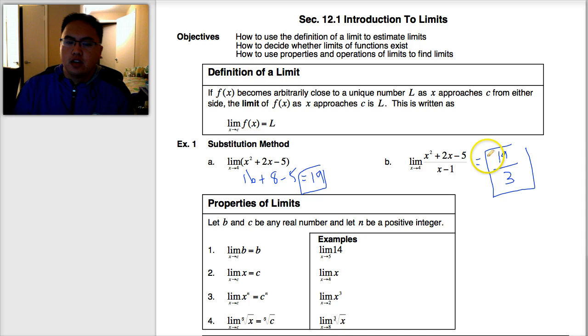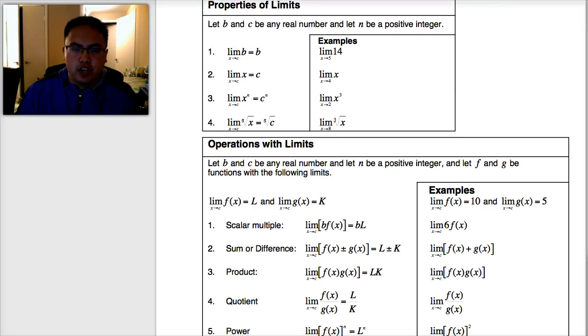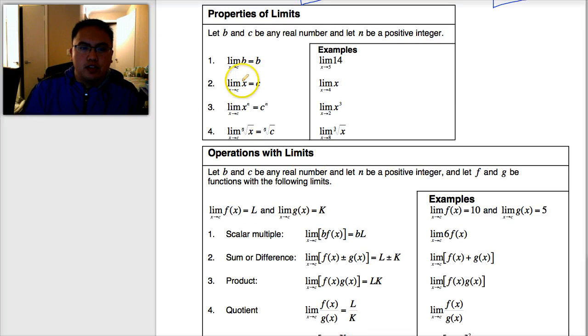That's a substitution. So just to give you a heads up, before we see some more examples, there are some properties and some operations, and they're actually very simple. If I get a number, the answer is just the number. So if I say, what's the limit of 14 as x goes to 5, that answer is just 14. Okay? If it just says, what's the limit of x as x goes to 4, that's just the same thing as plugging in 4 here, that's just 4. So these first two properties, if I'm just saying find the limit of a regular number, it's just that number. If it's just x, then it's just that.